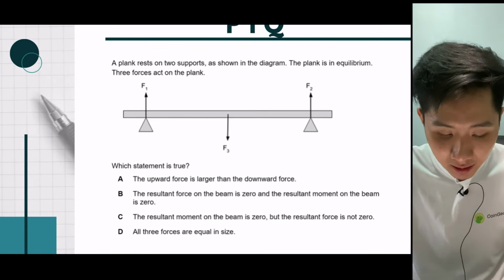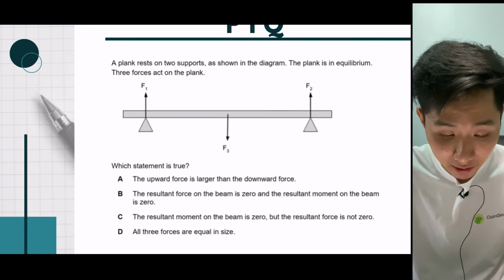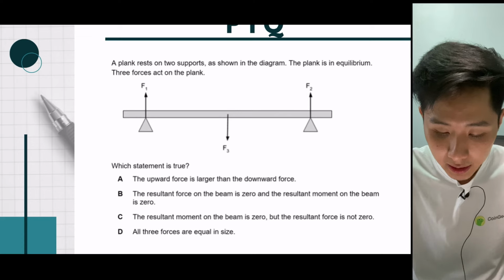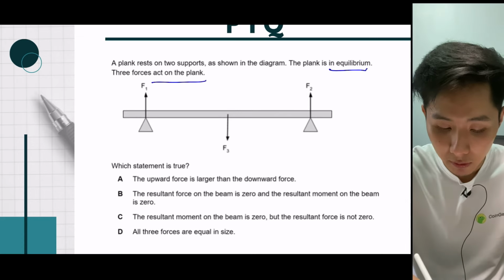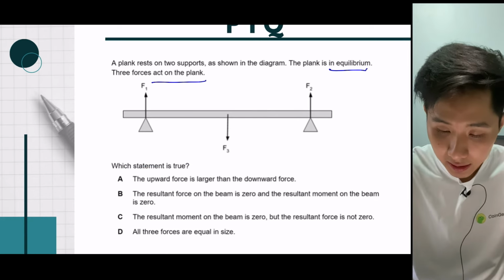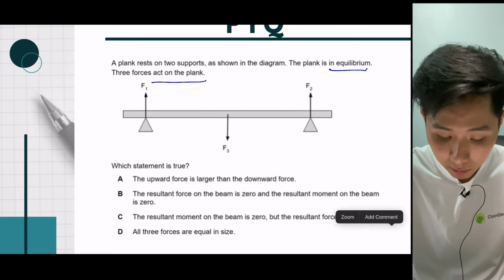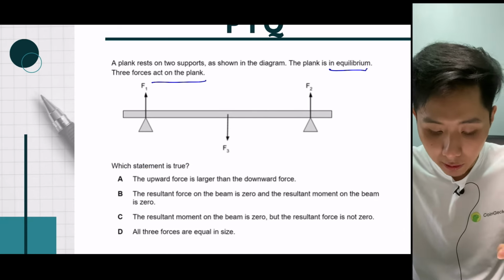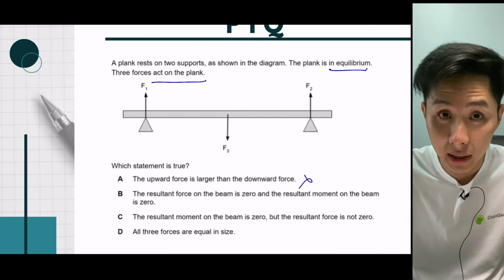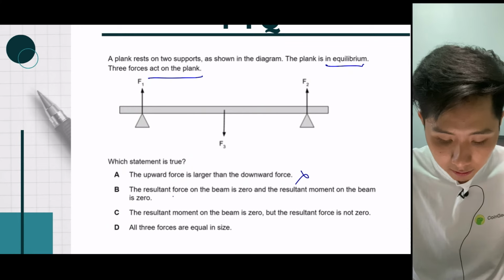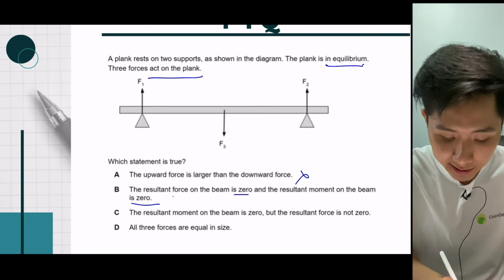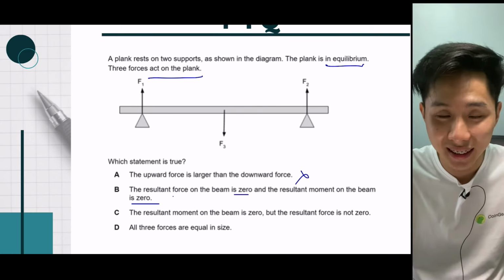Thank you. So, last two questions. A plank rests on two supports as shown in the diagram. The plank is in equilibrium. Three forces act on the plank. Which statement is true? Because they are in equilibrium, let's look at A. The upward force is greater than the downward force. This is incorrect, otherwise it will not be in equilibrium. The resultant force on the beam is 0. Correct. The resultant moment is also 0. So that's the correct answer.